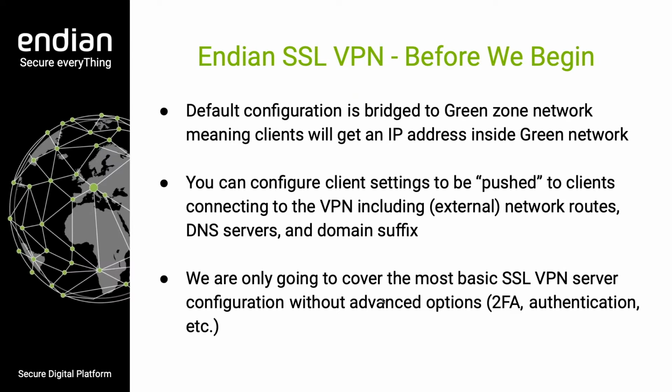You can also configure client settings to be what we call pushed to the client. So when a client connects using our SSL VPN client, or if they're using a third party that supports this feature, then you can push things like network routes. If there are other networks that are not living on the Endian device, you can push network routes to your client so that they can access those other networks. You can also push DNS servers, for example, if they need to resolve internal DNS, and the domain suffix as well to go along with the DNS resolution.